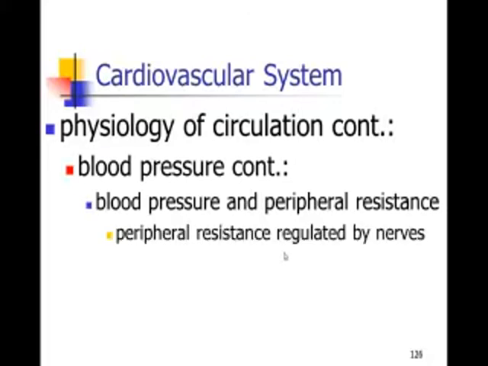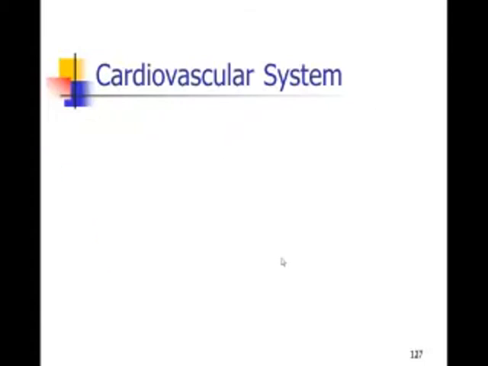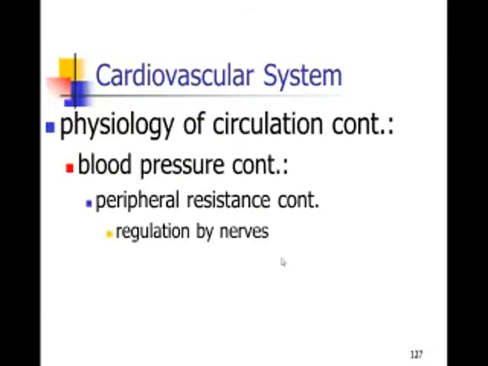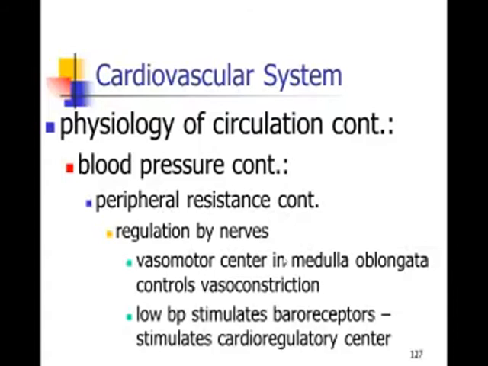Okay, so we've got blood pressure and peripheral resistance. The peripheral resistance, remember we had cardiac output was one factor and peripheral resistance was the other. The peripheral resistance is primarily regulated by our nervous system, especially the sympathetic nerves, and it can also be regulated by hormones. So the regulation by nerves, we'll start there. There's a vasomotor center in the medulla oblongata at the base of the brain, and that's going to control vasoconstriction.